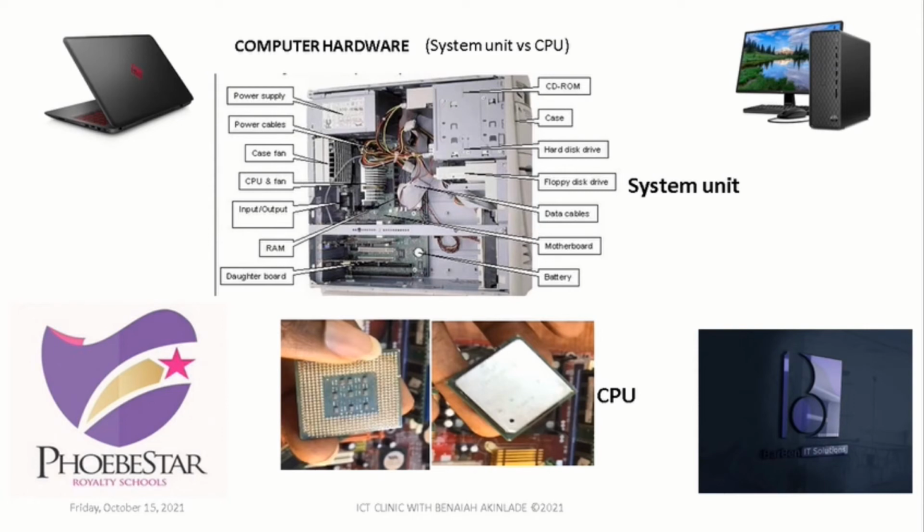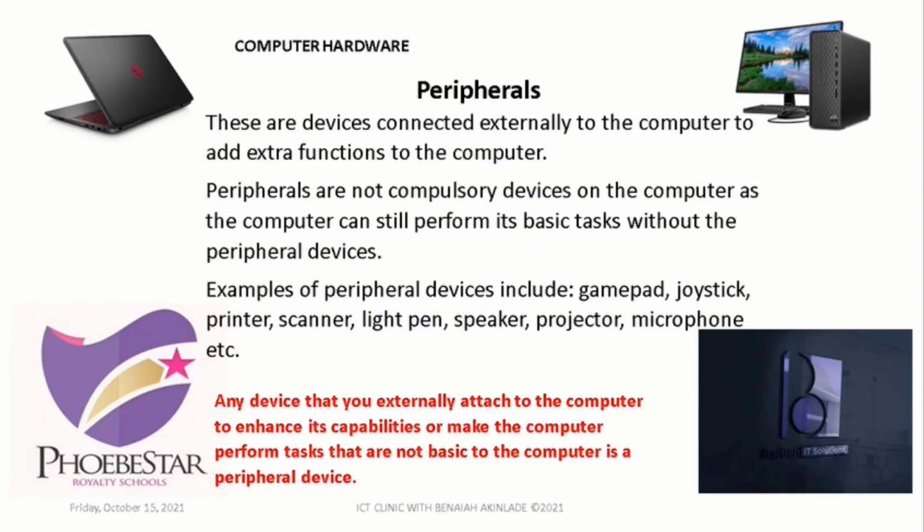We saw the CPU, the brain of the computer, and we could now see the difference between the system unit and the CPU. So next time we go to a vendor shop or we hear some people talking about the system unit and calling it CPU, we now know the difference. The CPU is also known as the processor or the central processing unit, while the system unit is the box that houses the motherboard. Now we are moving to peripherals.